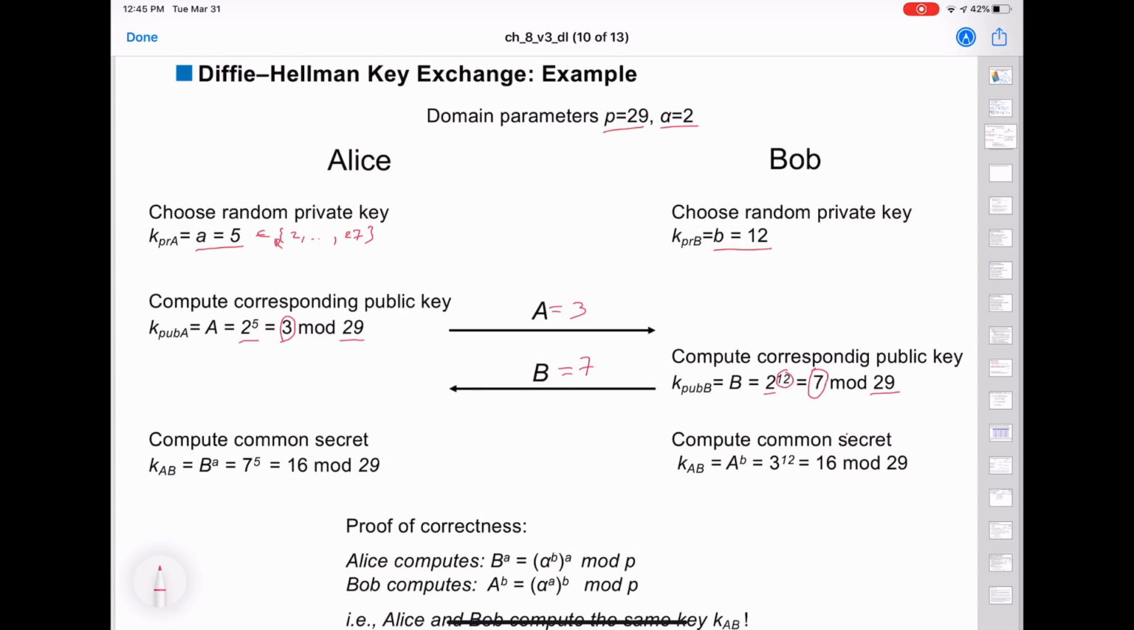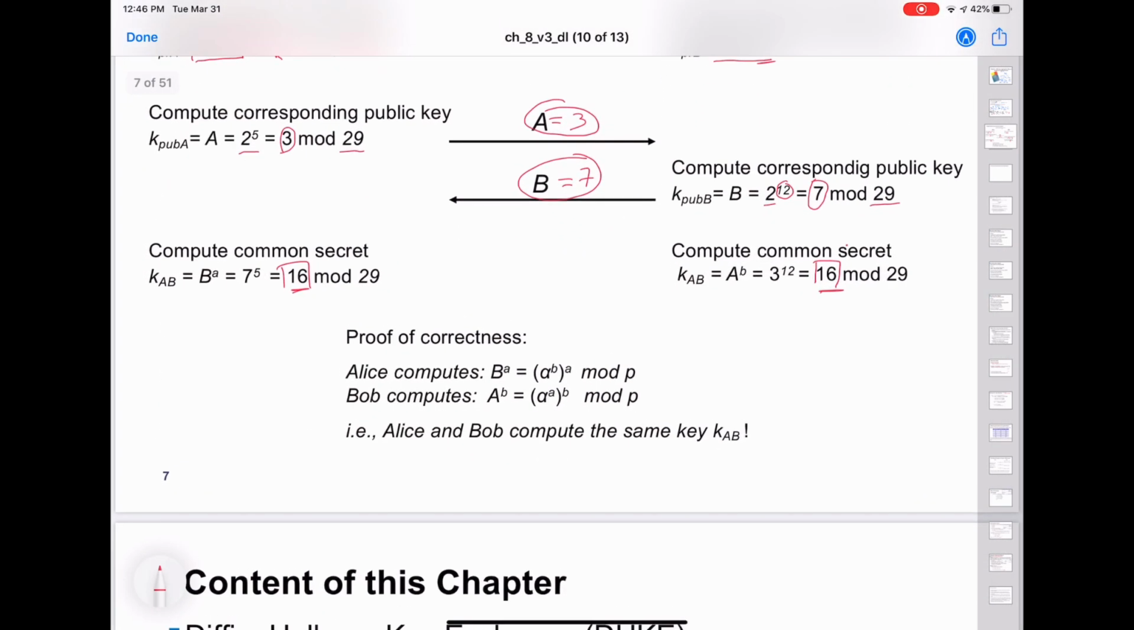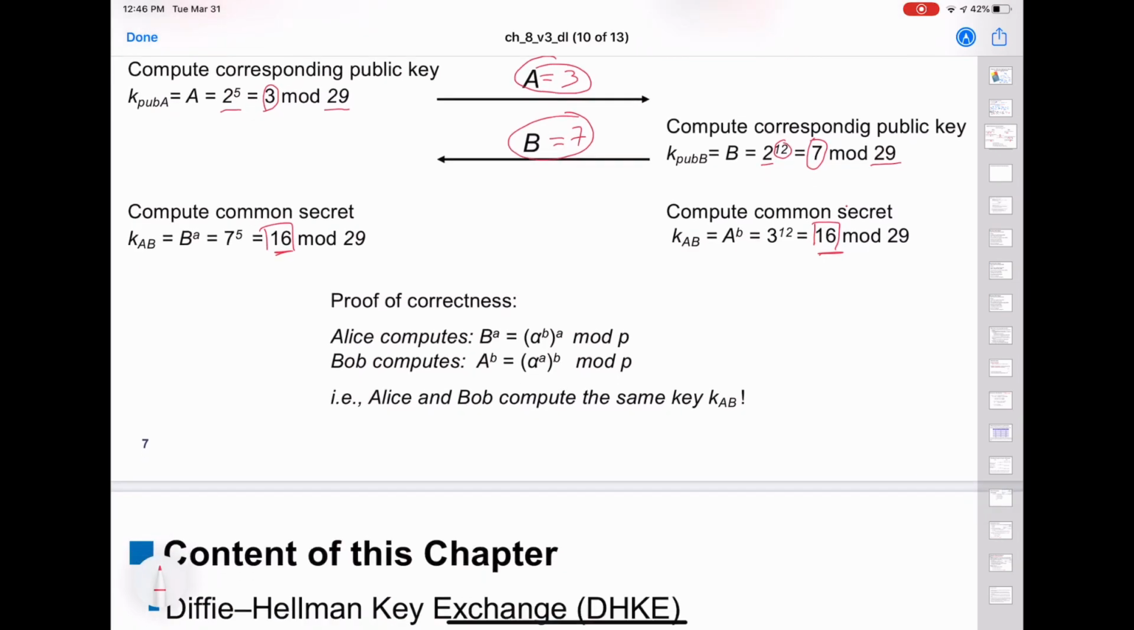Now Alice is getting this public color 7, mixes with her own private color, 7 to the power 5, she got 16. Similarly, Bob got Alice's public color, which is 3 to the power of 12. 12 is coming from his color, and mixes, it means exponentiation in this condition, modulo 29, it gives 16. So you see that both of them have the exact same number without even knowing about that. Yes, and you can check the proof of correctness similarly.